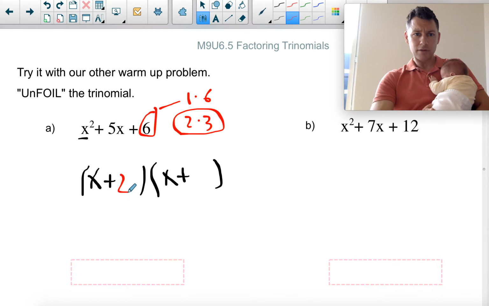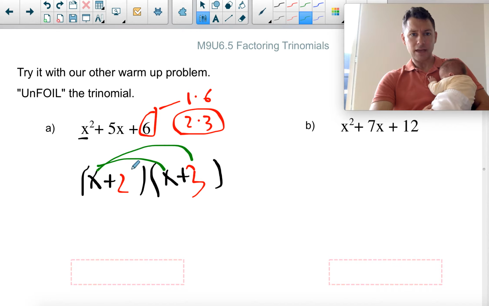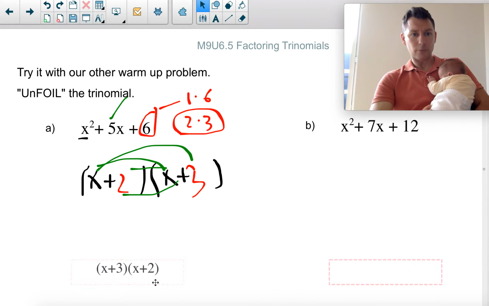So let's try it. Plug 2 and 3 in here. That's an awful 3, don't you think? Yeah, it's awful. And then when we factor it back, foil it back out, you get x squared, you get 3x, 2 more x, that's our 5. And 2 times 3, that gives us our 6. And so that's what we're looking for.